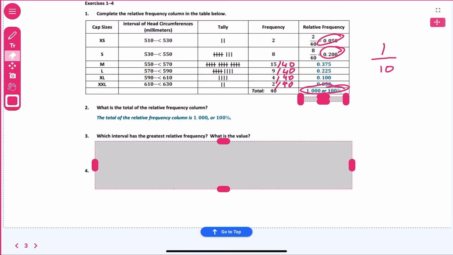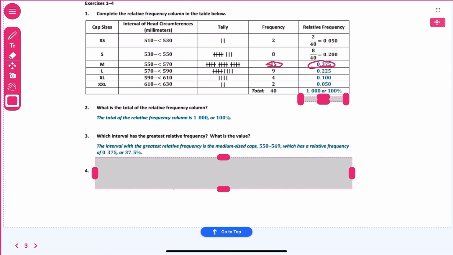Which interval has the greatest relative frequency? Okay. Which one has the greatest relative frequency? Well, this has the greatest relative frequency, because it's the most, right? So the interval with the greatest relative frequency is the medium size count right here. That's the interval. Now the value is 0.375, and that's the relative value. I'm sorry, relative frequency. That's the value.